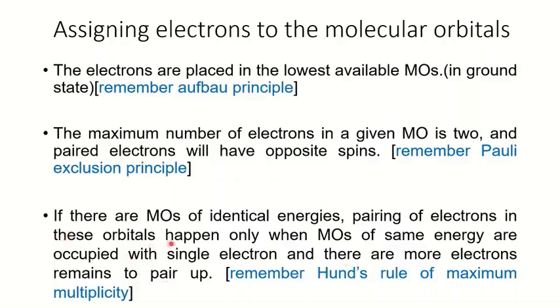So, in the case of degenerate molecular orbitals, pairing will not happen at first. All degenerate molecular orbitals of the same energy will have single electrons at first, then only the pairing happens. This is similar to Hund's rule of maximum multiplicity.